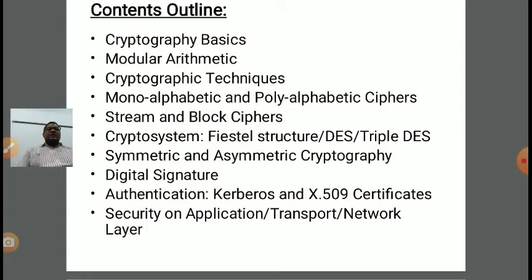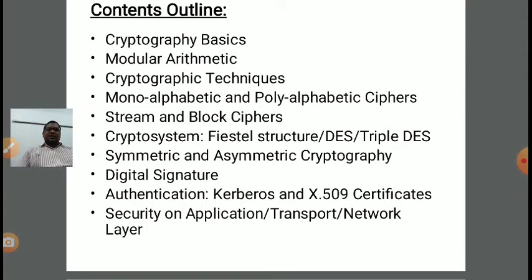There are various standard crypto systems available. Basic crypto systems are Feistel cipher structure, Data Encryption Standard DES, and Triple DES. Triple DES, as the name implies, is when we apply DES encryption, then DES decryption, then DES encryption, that will be known as Triple DES.